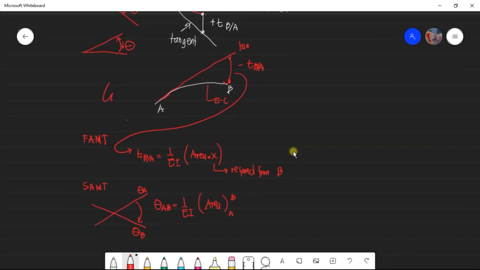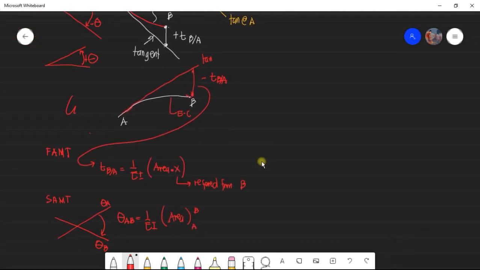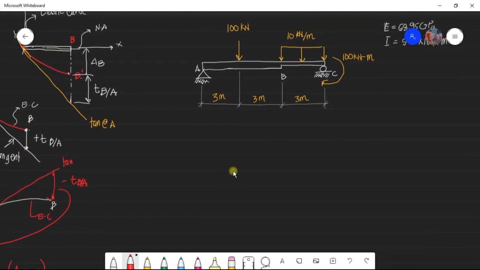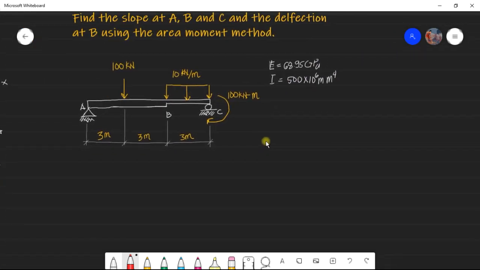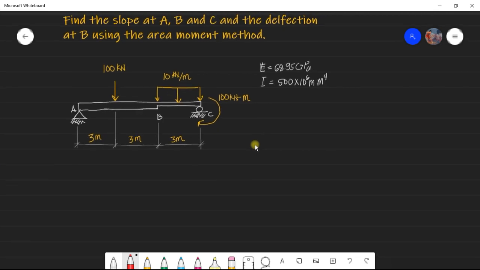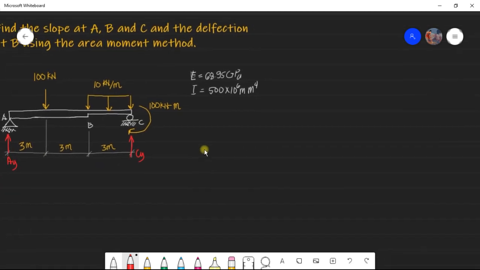But we can understand it better if we have an example. Okay, so this is our example. So let's solve this using the moment area. This is just a warm up. So first, before you draw the elastic curve, let's get the reactions first. Let's say these are the reactions: AY and CY. So we'll take moments.